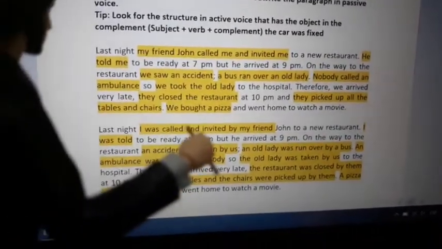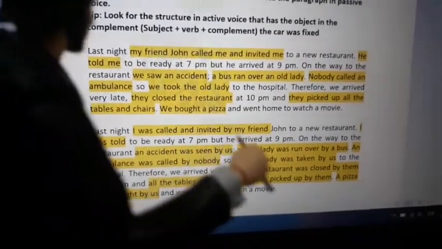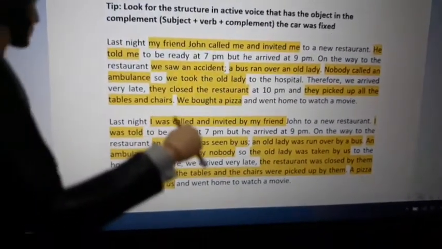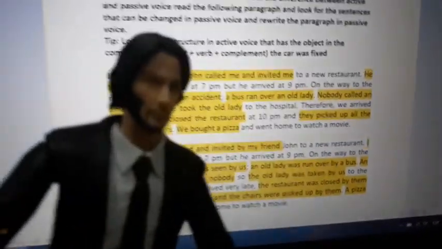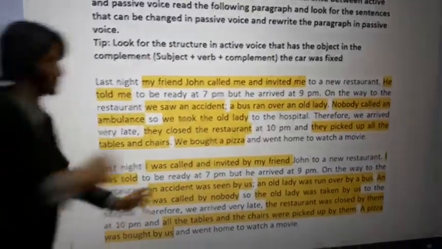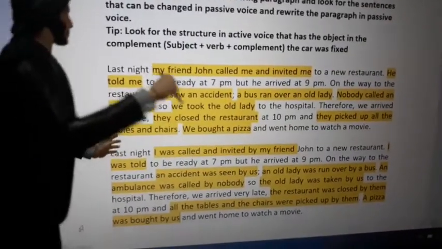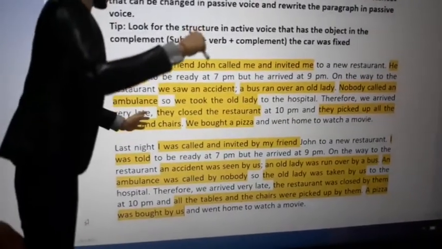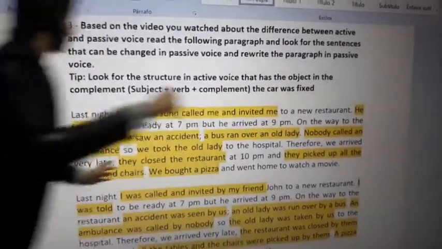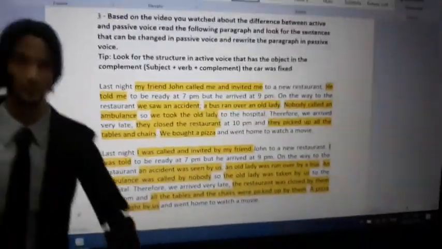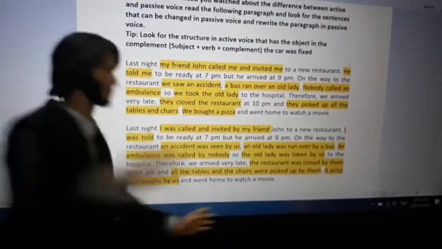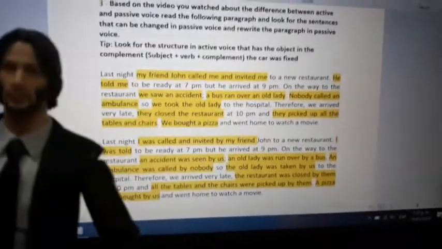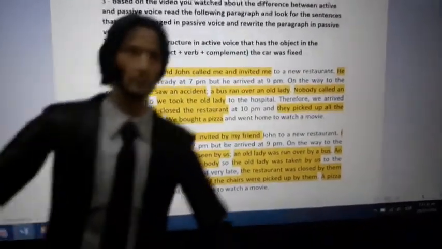They closed the restaurant at 10 p.m., and they picked up all the tables and chairs. We bought a pizza and went home to watch a movie. Okay? What I did here is highlight the structures I was telling you about, where we can find a subject, a verb, and a complement. Subject, verb, complement. In all the sentences I highlighted, you find that structure. Those highlighted sentences are the ones that can be changed.